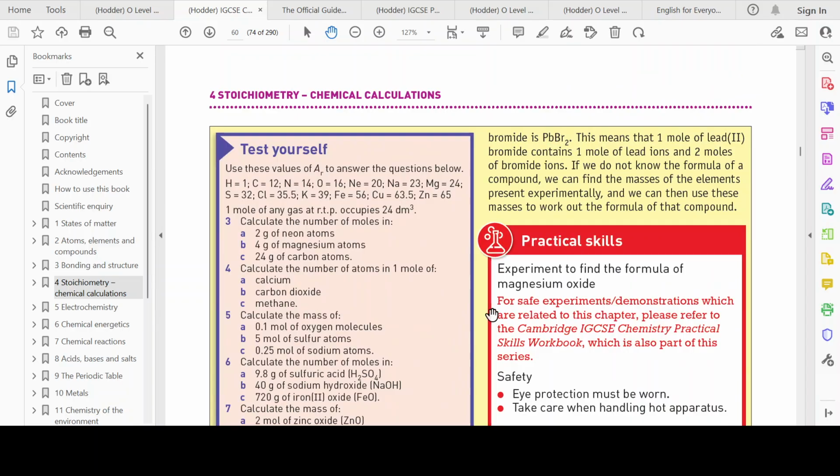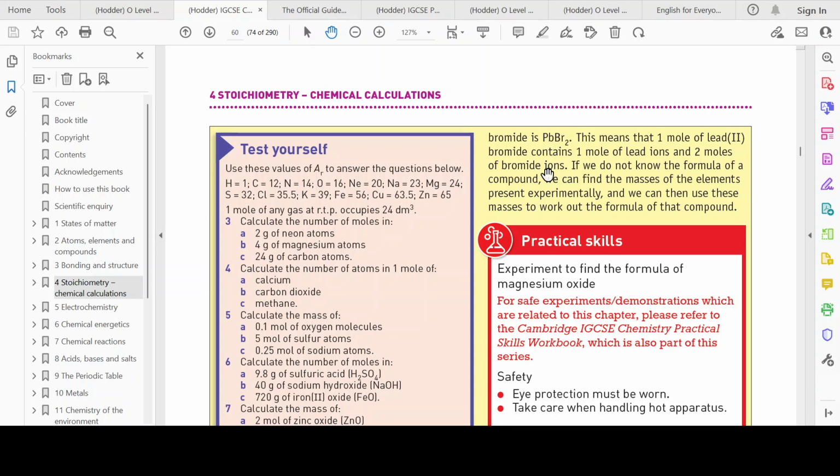Now, the reason I was making you practice proper chemical formulas is that this tells us that 1 mole of lead 2 bromide contains 1 mole of lead ions and 2 moles of bromide ions. Does this make sense?